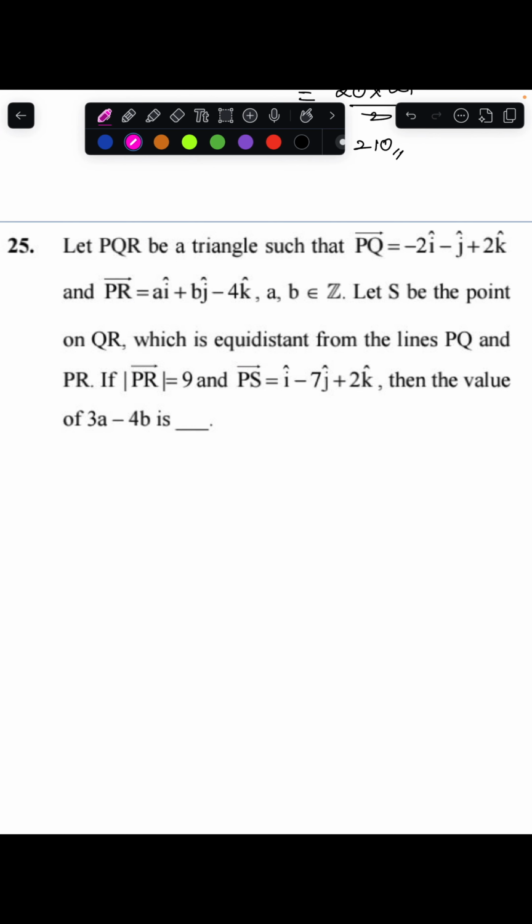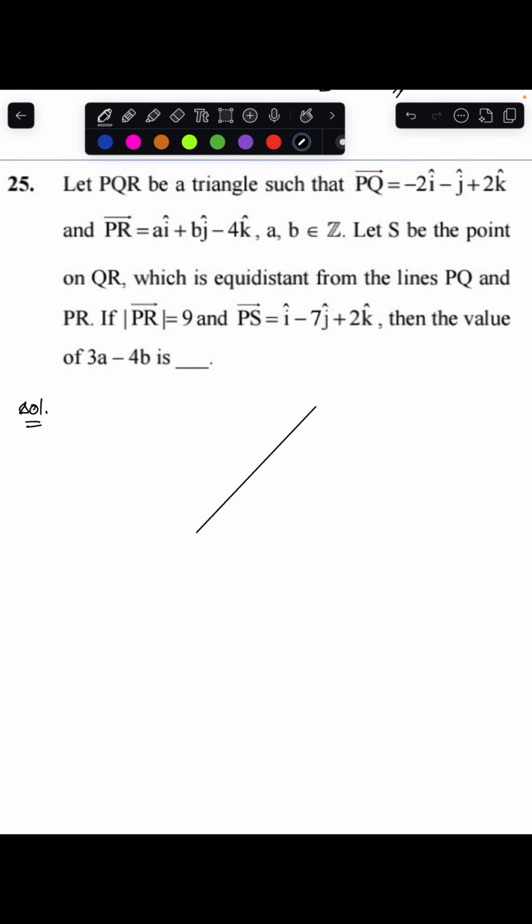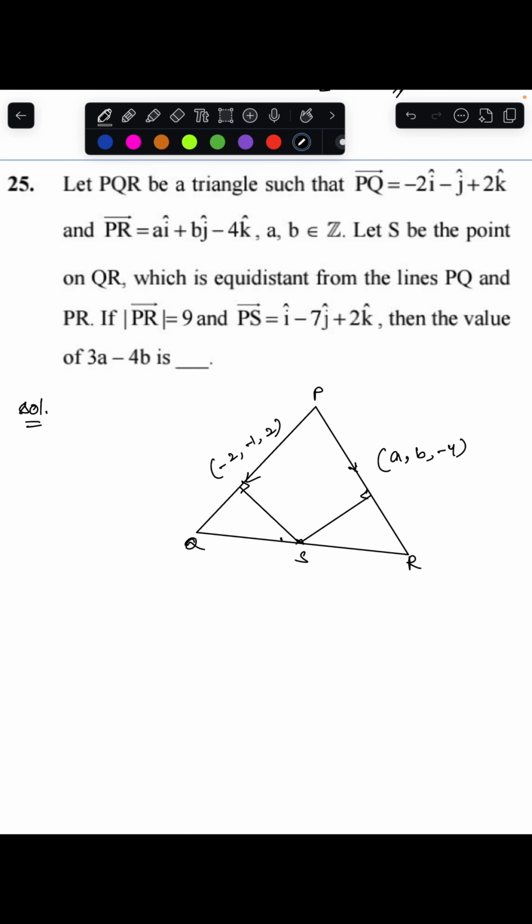First of all, even if it is geometry or vector algebra, first we need to draw a rough sketch. So triangle PQR is there. PQ bar is given as minus 2, minus 1, 2. PR bar is given as A, B, minus 4. Right? Now, S is a point on QR such that it is equidistant from PQ as well as PR.